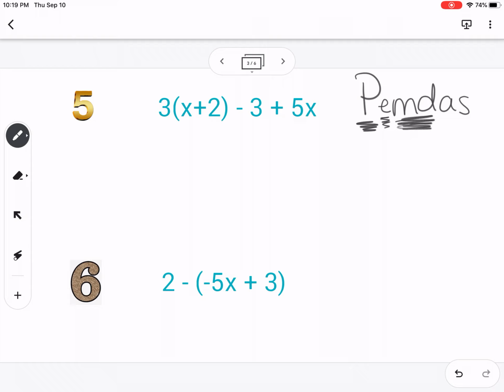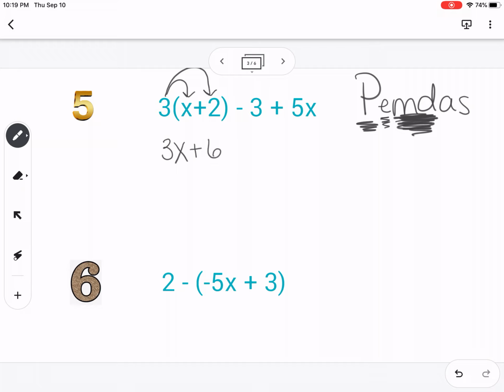MD, remember those go hand in hand, multiplication or division. So we do have multiplication. We've got this 3 being multiplied because there's no sign in between, so there's an invisible dot right there. So we are going to distribute that 3. So 3 times x is 3x. 3 times positive 2 is positive 6.